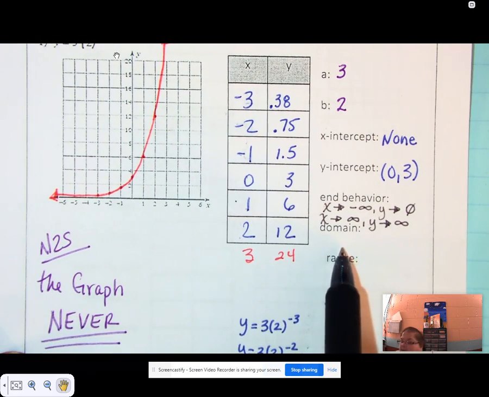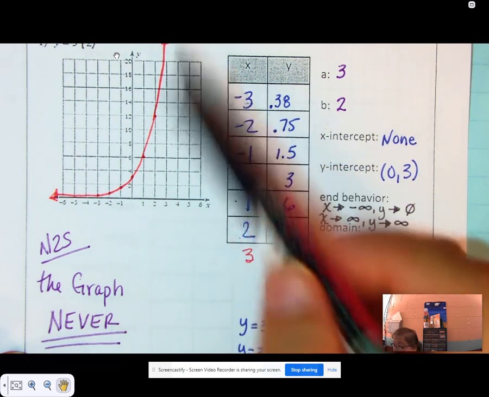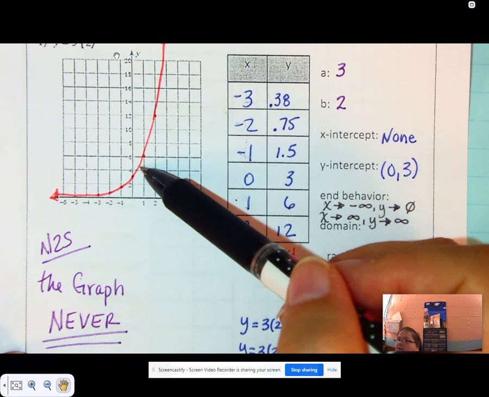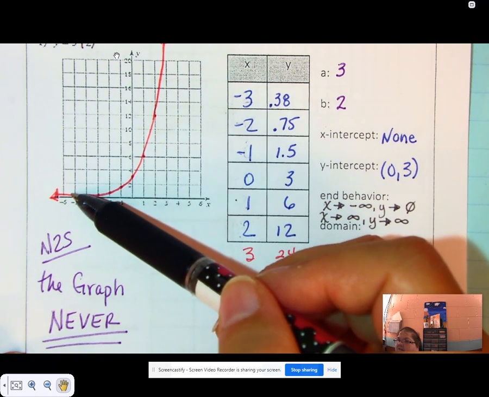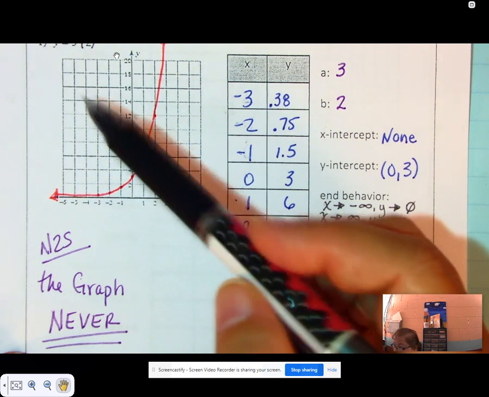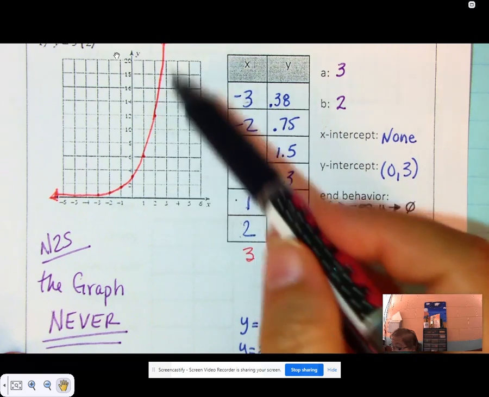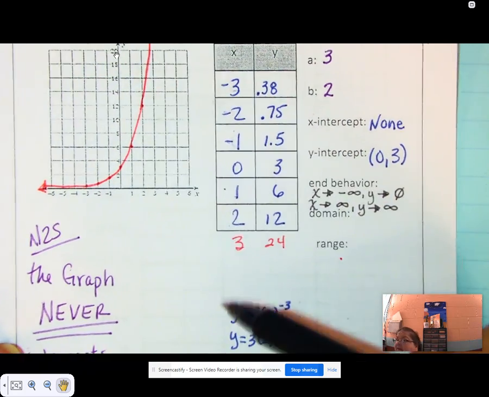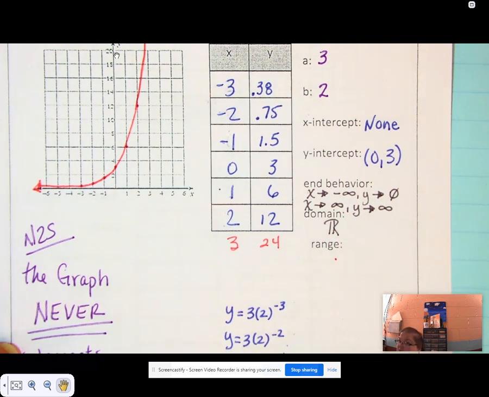The domain: since it has arrows on both ends, and my x-axis is horizontal, everywhere on this function there is an x value. I can go from here and go to the x. I can go from here and go to the x. Every point on this graph has an x value. Therefore, it's all real numbers.